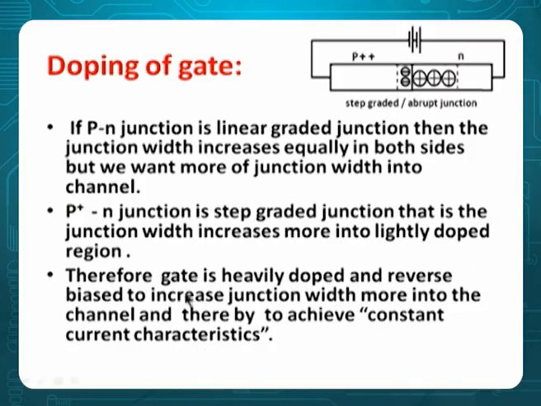When the increase of junction width is unequal, what is happening? Automatically the width increases more into the lightly doped side. Therefore, the gate is heavily doped and reverse biased to increase junction width more into the channel. Thereby, we achieve constant current characteristics. Remember two things. Input should be reverse biased for the junction width to increase. And the gate must be heavily doped so that there is more increase of the junction width into the channel. Then only can you have more junction width, and channel width decreases.